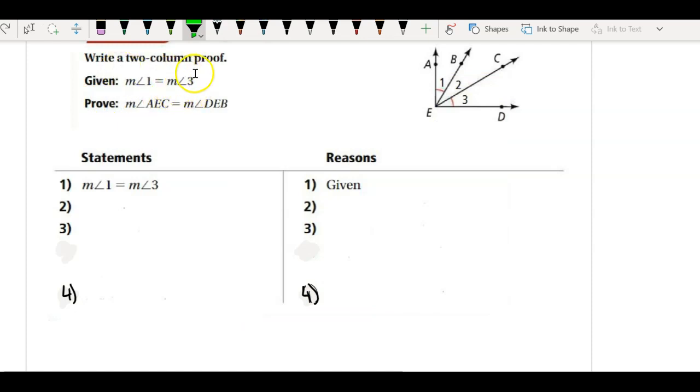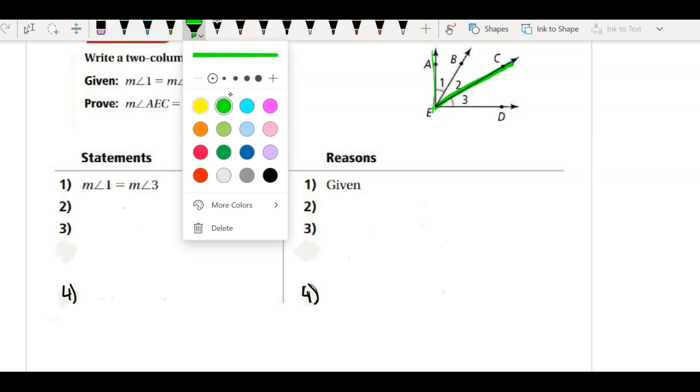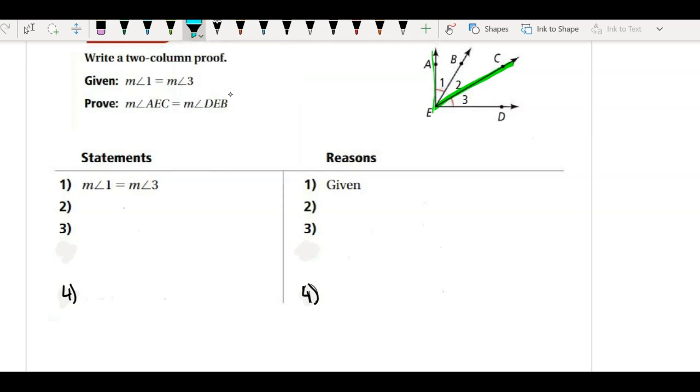Okay, so they want us to write a 2-column proof given the measure of angle 1 is equal to the measure of angle 3. And they marked it over here in our diagram. They want us to prove that the measure of angle AEC is equal to the measure of DEB.